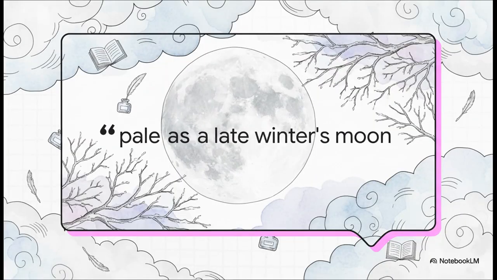And from that exact same poem, we get another one, "Pale as a late winter's moon." Now, this is also describing the mother's face, but notice how different the feeling is. It's not a gut punch. It's more sad, kind of quiet. It suggests something fading away, something cold and distant, but also kind of fragile and beautiful.